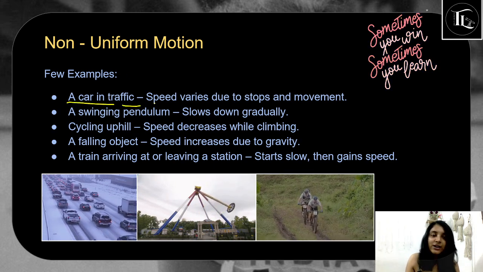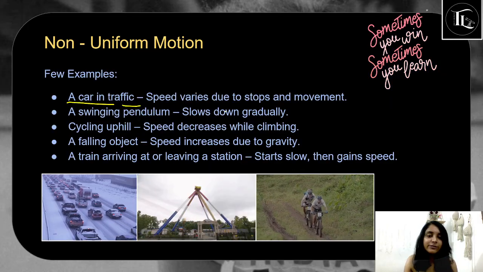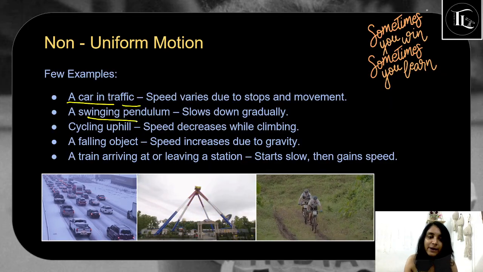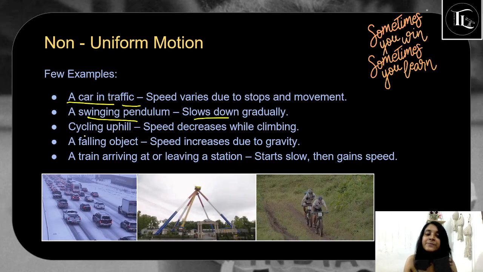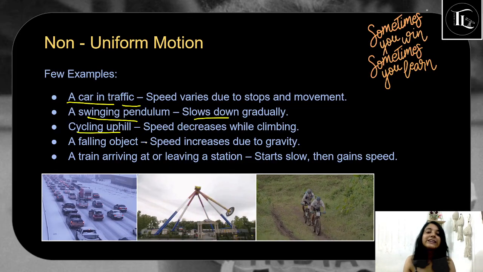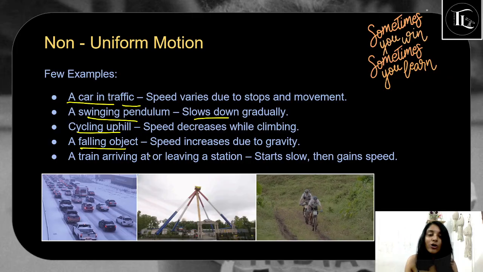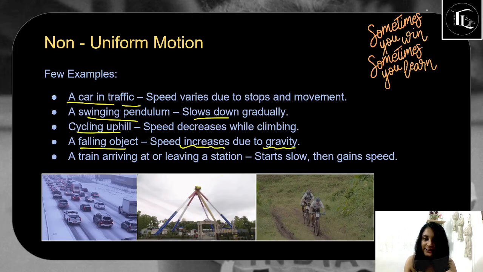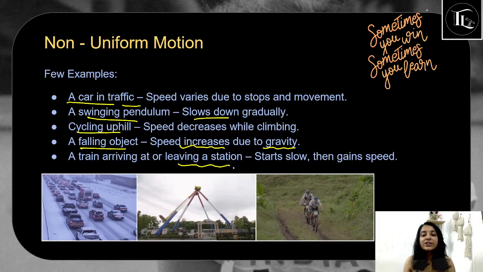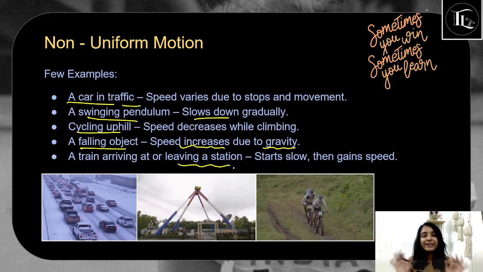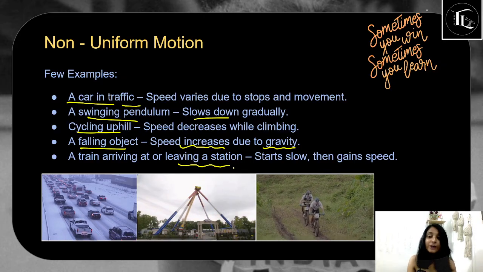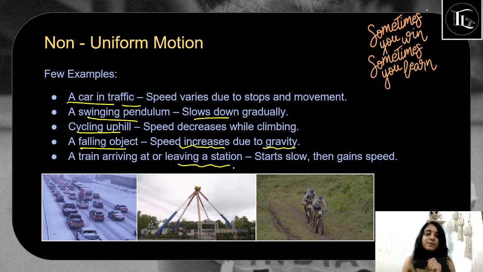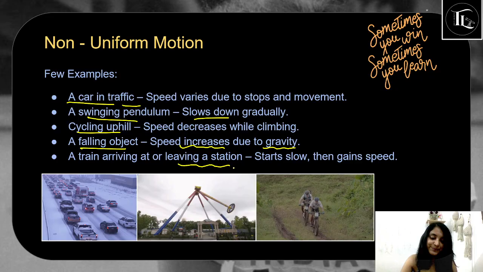A car stuck in traffic, again the speed is going to vary. We are going to stop, we are going to move faster, again stop or slow down. A swinging pendulum will also slow down gradually. Cycling uphill, the speed will decrease while climbing. A falling object, the speed will increase. Why? Because of the gravity. A train arriving at or leaving a station, so at that point what will happen? Either the train would want to stop, so it will apply brake, or it would want to gain speed, so it will start accelerating. Again, the speed is changing in this case.